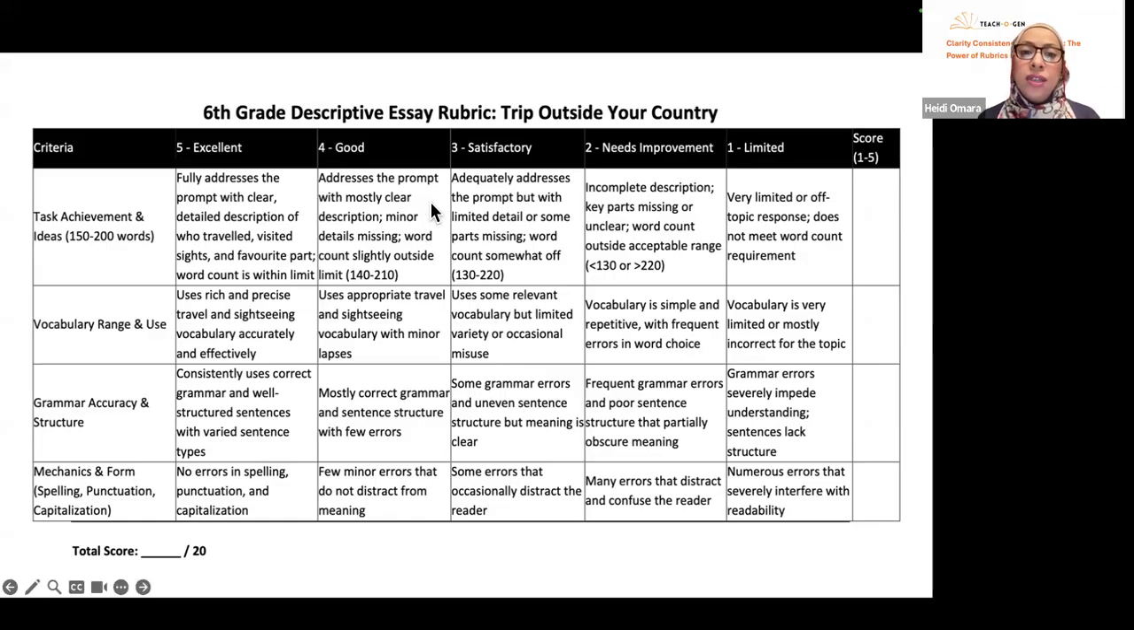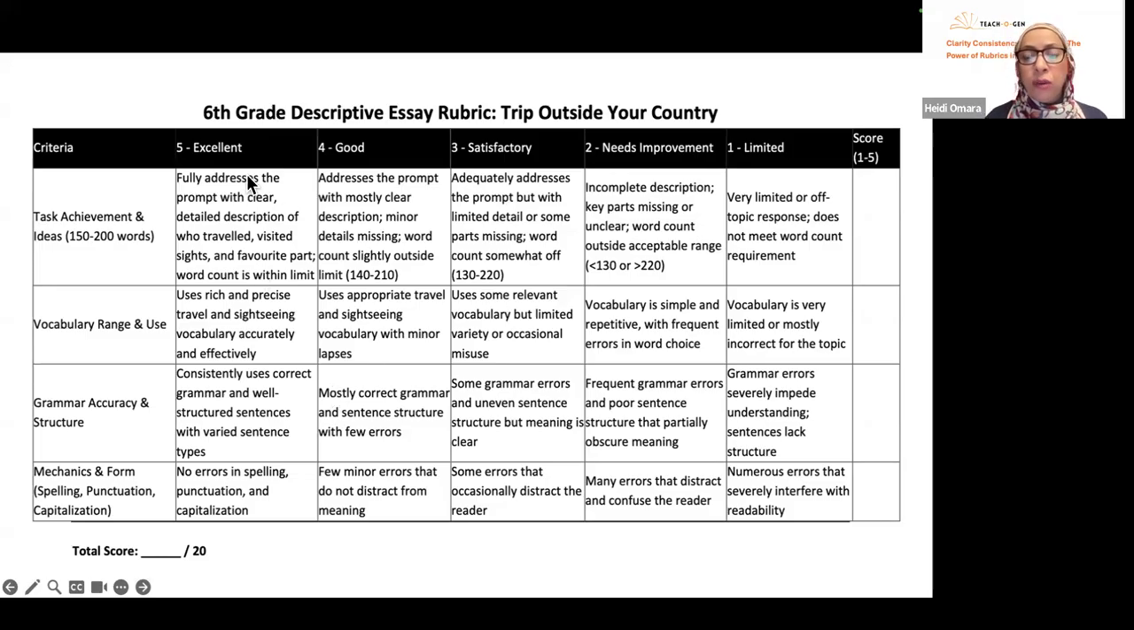Here, it addresses the prompt mostly. Here, it adequately addresses the prompt. Here, incomplete description. Here, very limited, and so on and so forth. If you look at them, for instance, let's take the grammar. Consistently uses correct grammar, mostly correct grammar, some grammar errors, frequent grammar errors, and here grammar errors severely impede understanding. So that's how you form it.